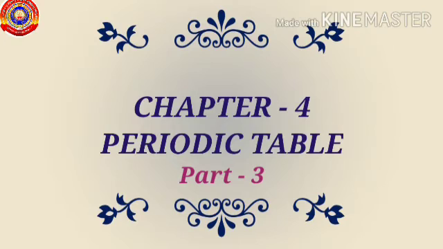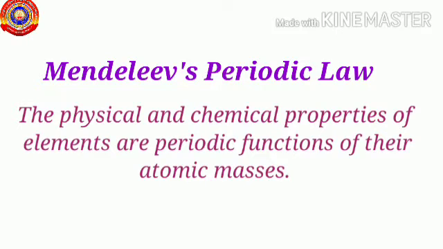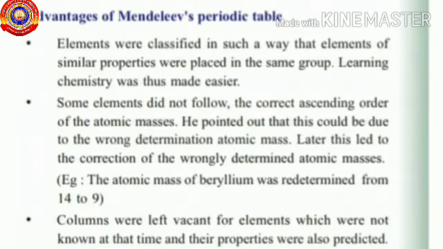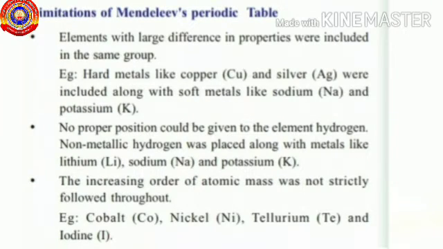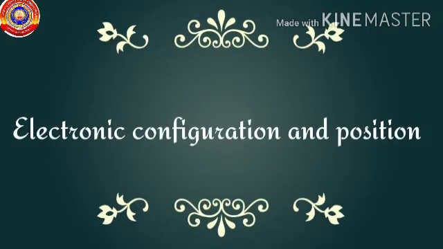Welcome, dear children, to the class of chemistry. In the first part of this chapter, we discussed the early attempts at classification of elements. After that, we discussed Mendeleev's periodic law, its advantages and limitations. Then we learned about the modern periodic law discovered by Moseley. So today we are going to learn about the electronic configuration and position of elements from the periodic table.